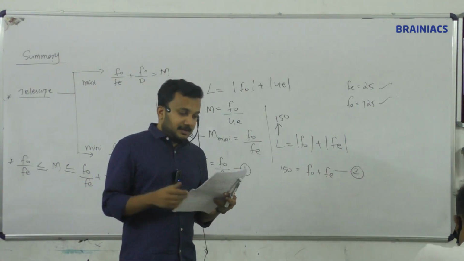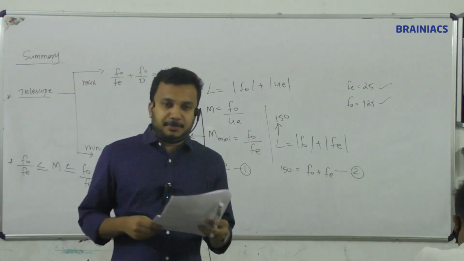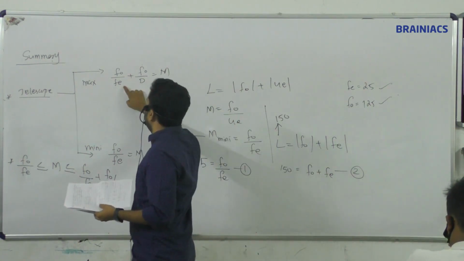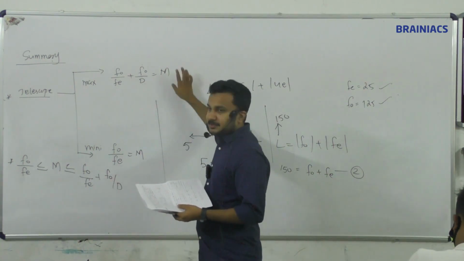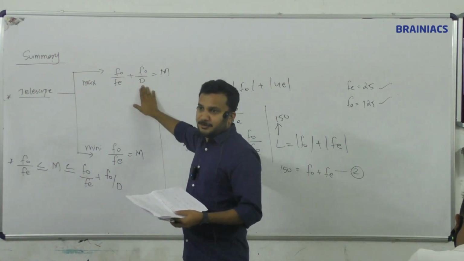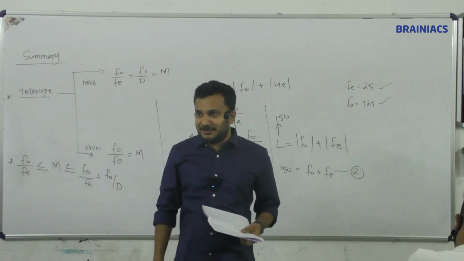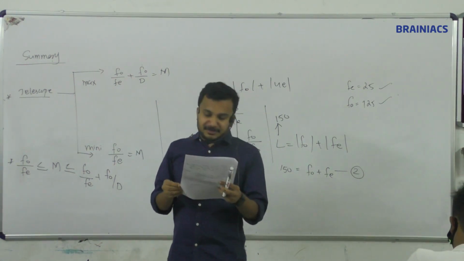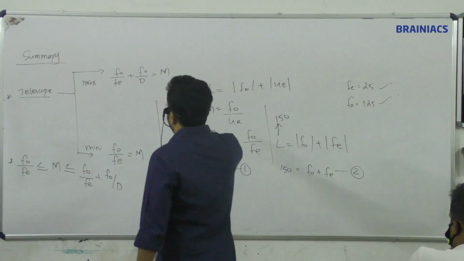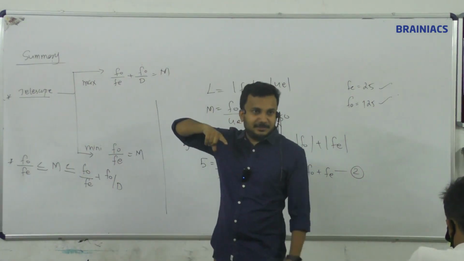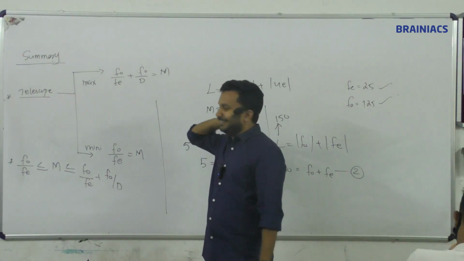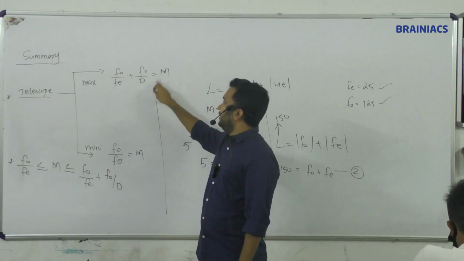Next, we have to find the magnifying power. The magnifying power equation for the maximum case: F0 by FE, times one plus FE by D. F0 is given, FE is given, D is given. You can substitute and the answer is ready. Magnifying power is 24, the correct answer. Very simple, right? NEET examination is simple.